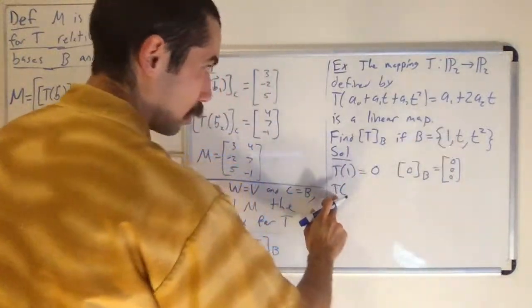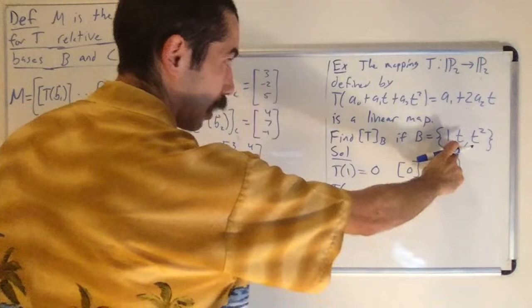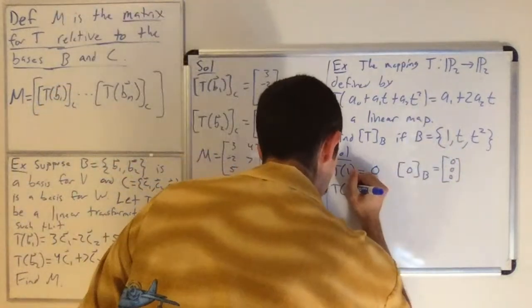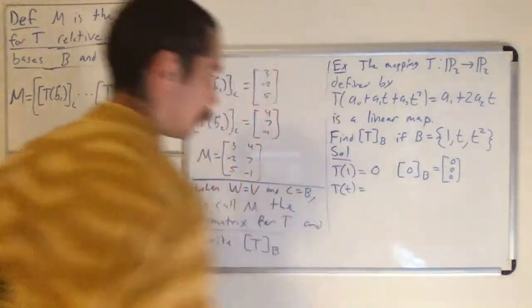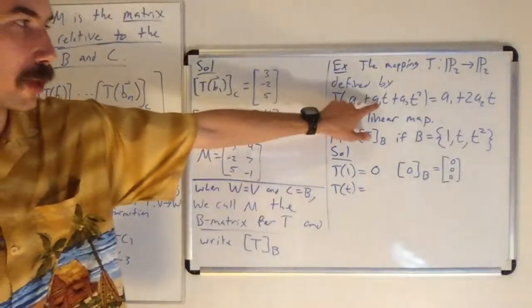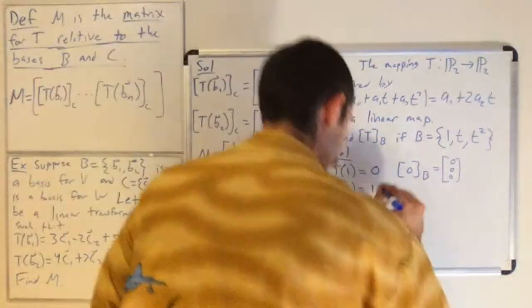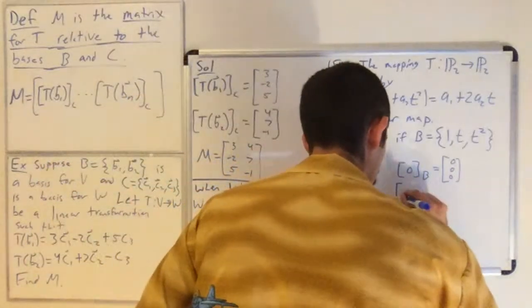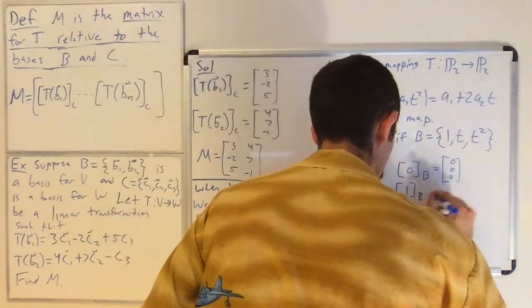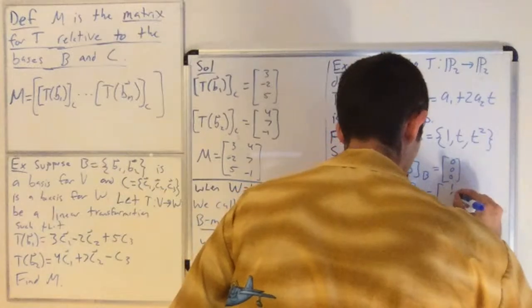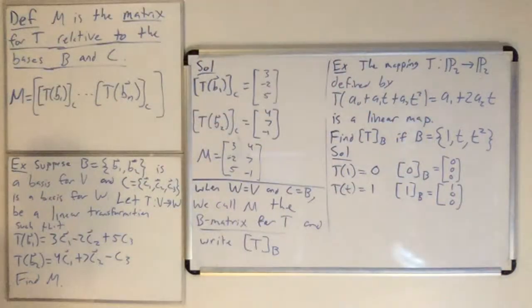Okay. The next basis element is t. So that's 0 plus 1t plus 0t squared, which is 1. The B coordinates of 1 is just the vector 1, 0, 0.